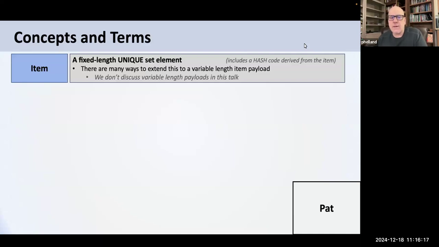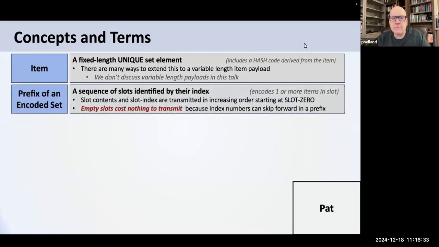First, some concepts and terms. An item is a fixed length unique set element. And we include in that a hash code derived from the item for error checking, amongst other things. You can extend it to variable length, but we're not going to talk about variable length. It's fixed length for this discussion.